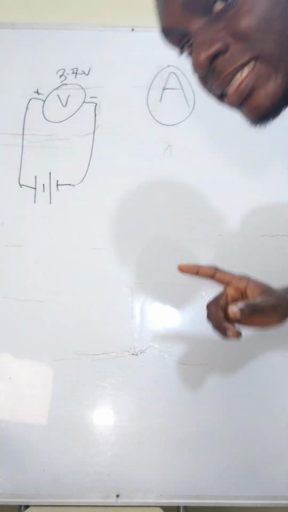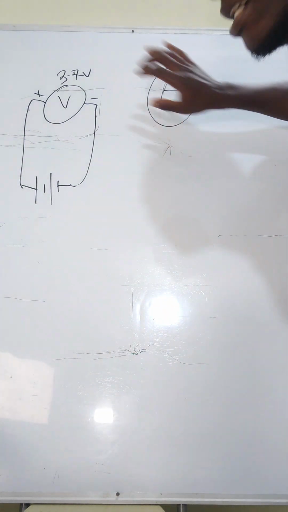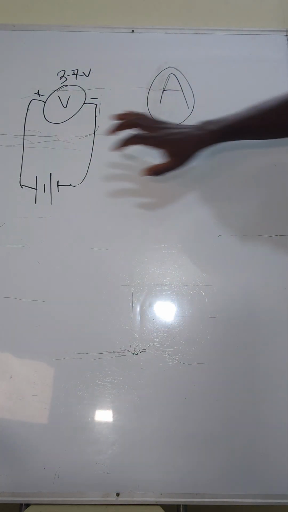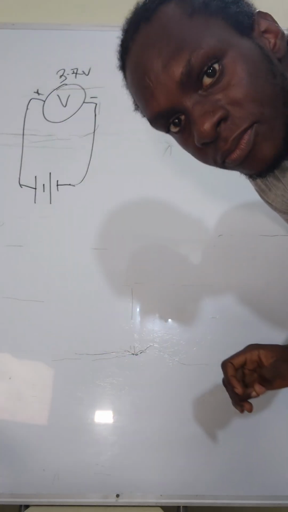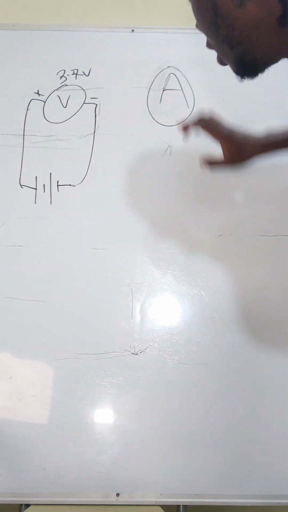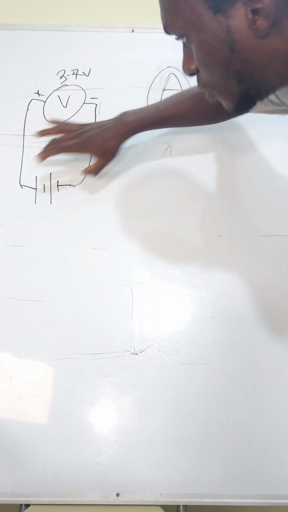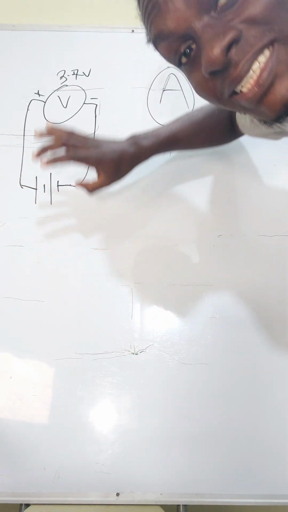And because of that, the ammeter behaves differently from the voltmeter. So for the ammeter, when you want to read, you don't read it the way you read the voltmeter. You understand? First of all, let's say you want to check the current in a battery. You don't just put it directly on the battery this way. That will be bridging the battery.